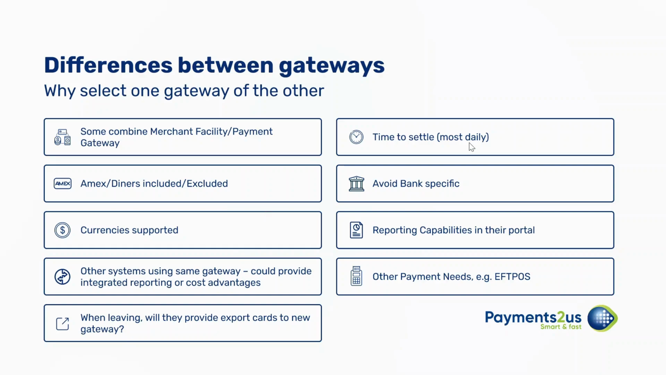Some take longer to settle. This is more of the combined one. So most will put the money into your bank account each day. Some like Amex and Diners can be 1 to 2 days after that generally. But some of the payment gateways can be anywhere up to 7 days between taking that initial payment before the money ends up in your bank account. So that's something that you can check on.